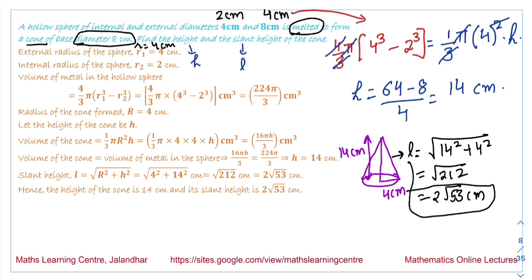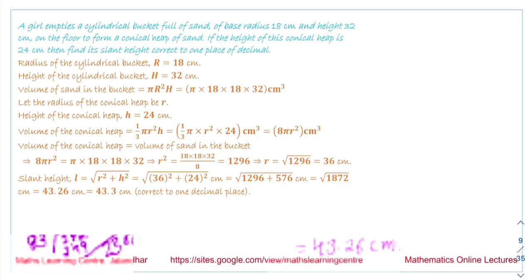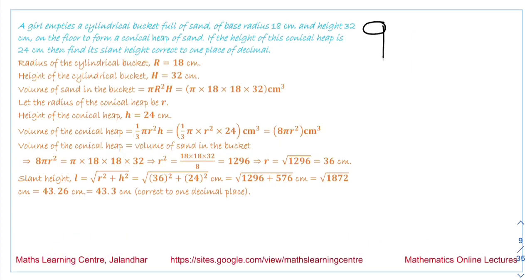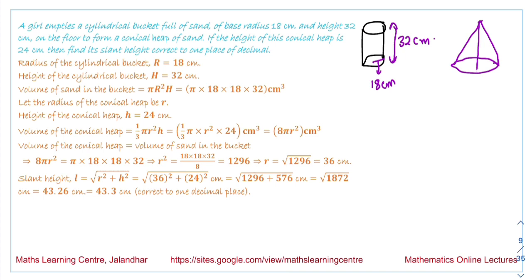Next is, a girl empties a cylindrical bucket full of sand of base radius. So a cylindrical bucket is there, and the base radius of this cylinder is 18 centimeter, and the height is 32 centimeter, on the floor to form a conical heap of the sand. We are saying they have emptied this bucket and a conical heap is formed. If the height of this conical heap is 24 centimeter, then find the slant height correct to 1 decimal place.